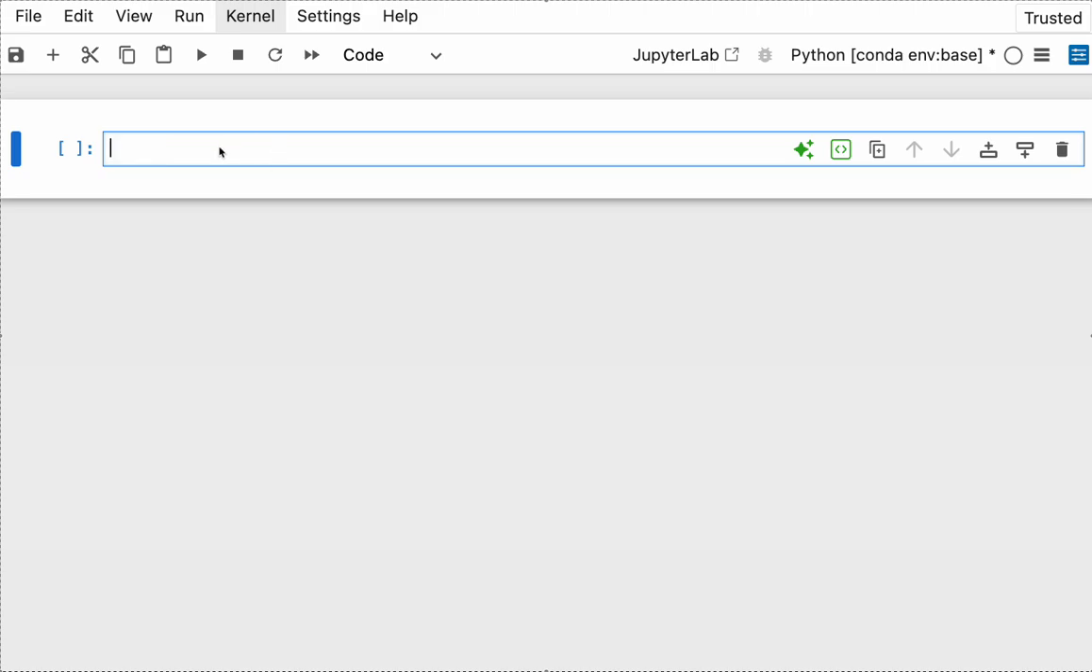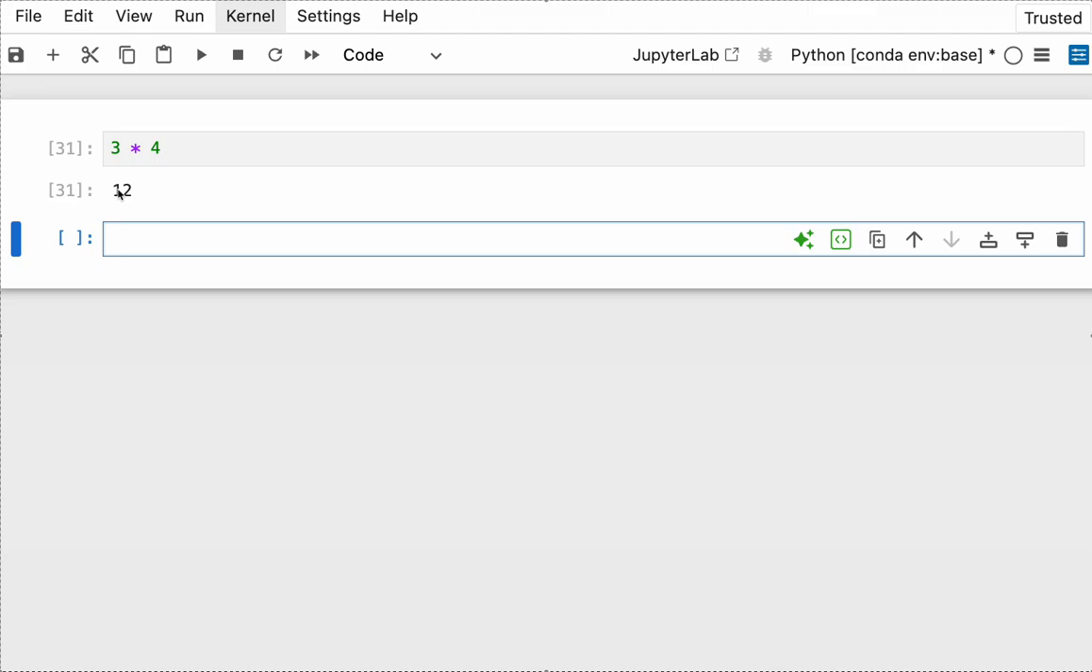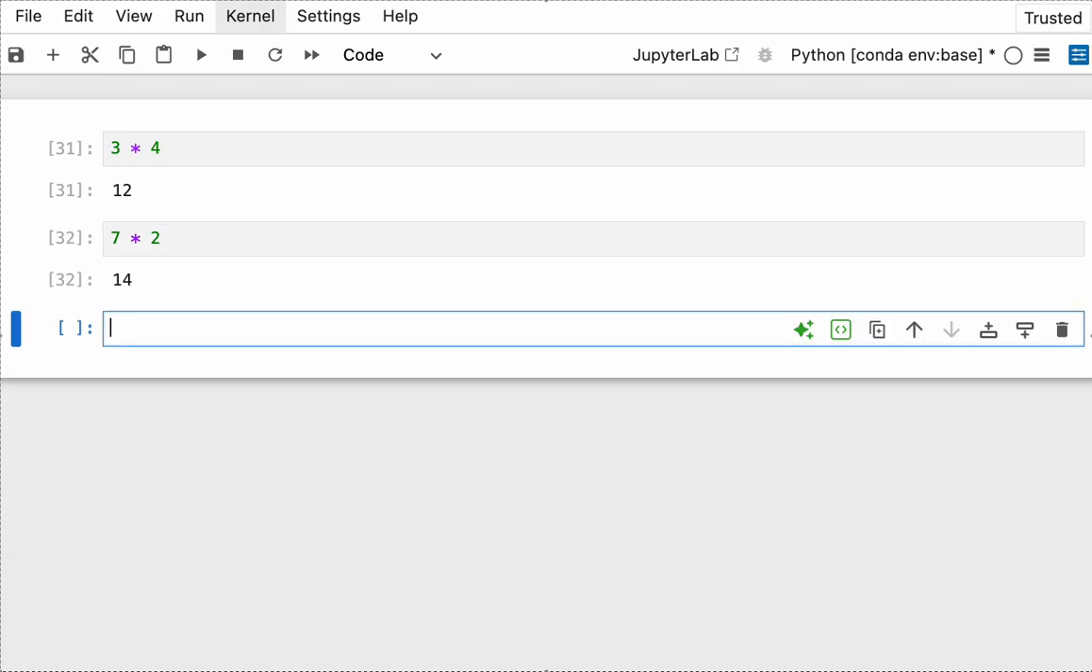Now, let's say we want to multiply 3 by 4. So we do 3 multiplied by 4. That's 3 asterisk 4. And then we run it. We got 12. So that means asterisk is obviously what is used for multiplication in Python. So let's do 7 multiplied by 2. Can you guess the answer? 7 multiplied by 2 will give us 14.